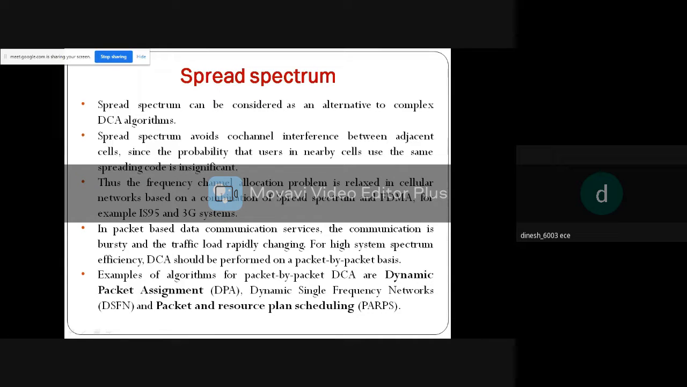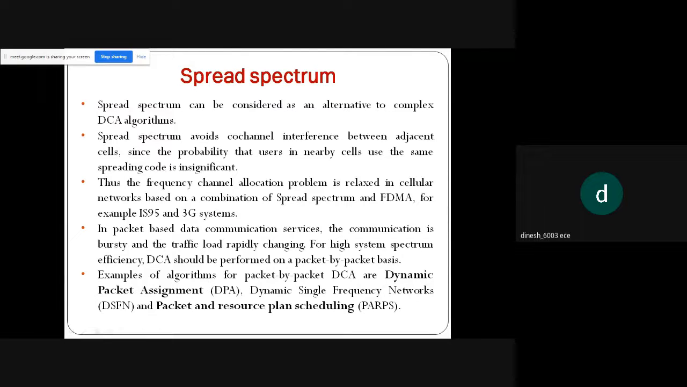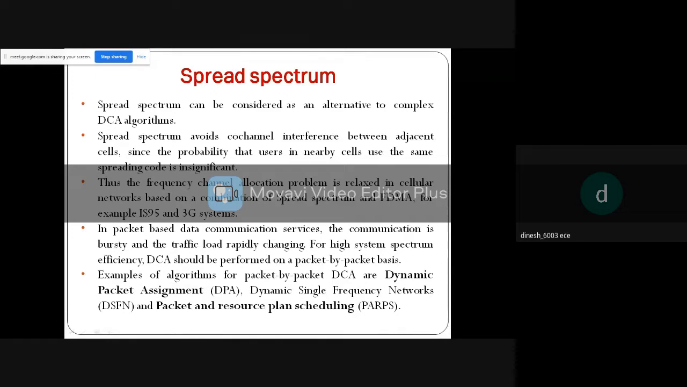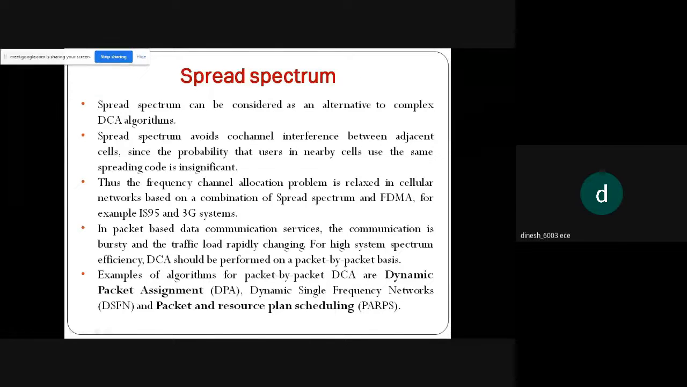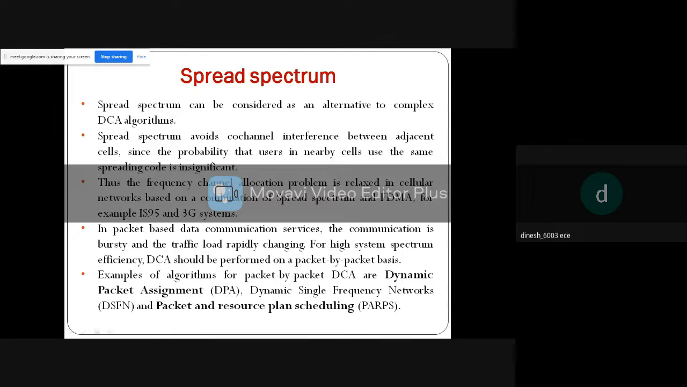So spread spectrum can be considered as an alternative to complex DCA algorithms, dynamic channel allocation, where the spread spectrum avoids the co-channel interference between adjacent cells, since the probability that the users in nearby cells use the same spreading code is small. So the frequency channel allocation problem is relaxed in cellular networks based on the combination of spread spectrum and frequency division multiple access, which is used in IS-95, which is your CDMA, and the third generation mobile systems, which was done by 3GPP, third generation partnership project.